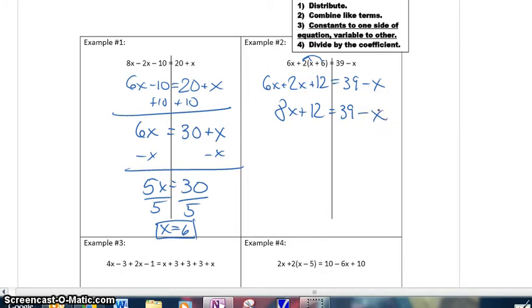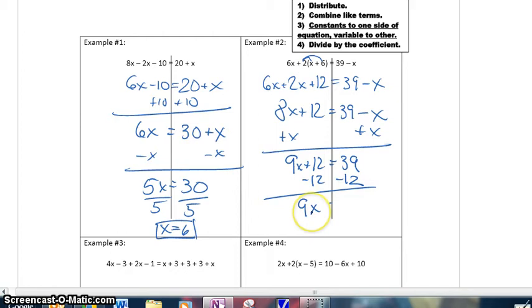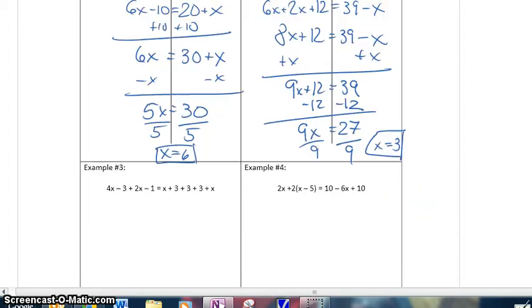I'm going to add x to both sides. I don't like negatives. Subtract my constant from the left. There I am dividing by my coefficient. Go ahead and pause.